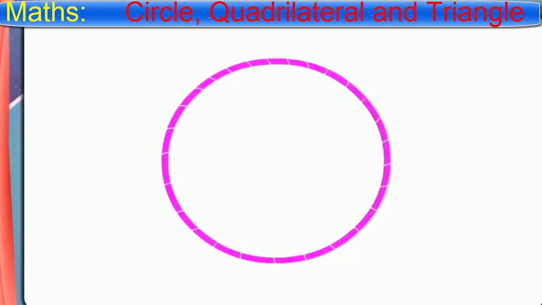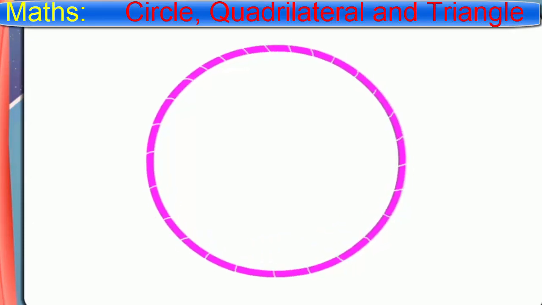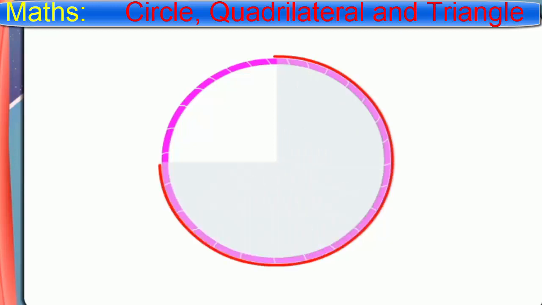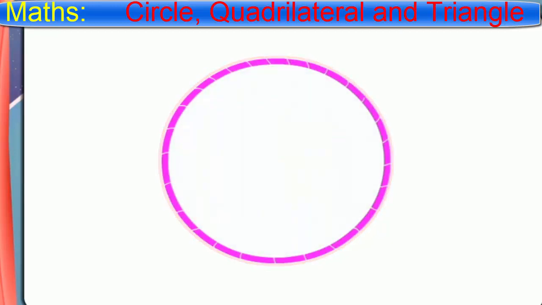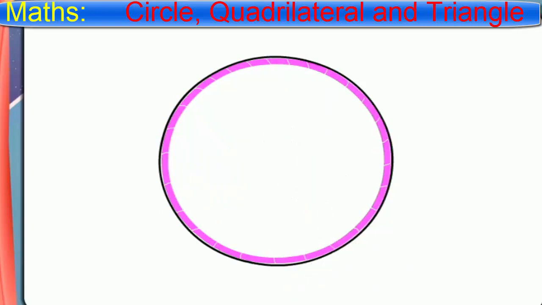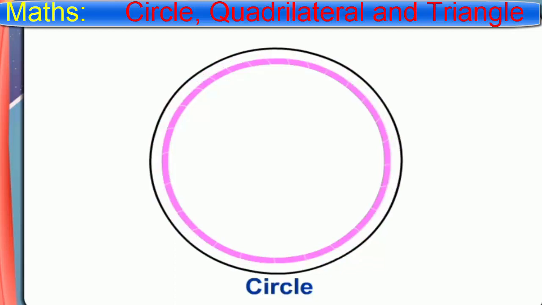Students, now look here. This is a bangle, and it is also circular in shape. Now let me draw an outline of this bangle too. We have a circle here. Yes, this is also a circle.